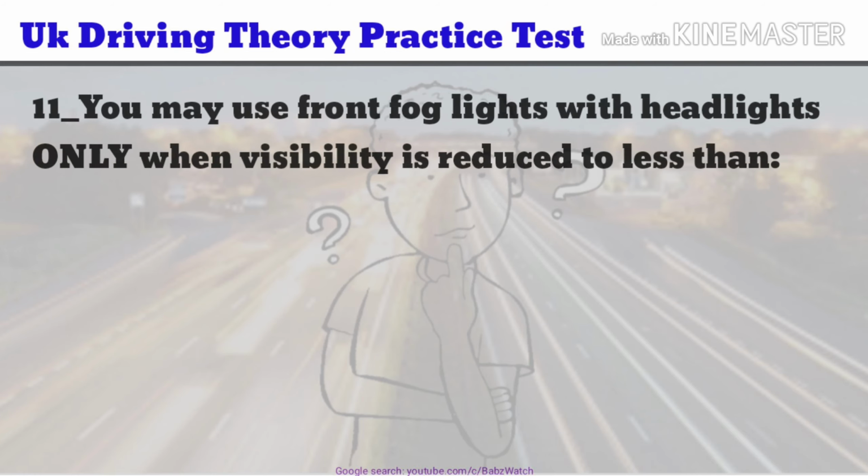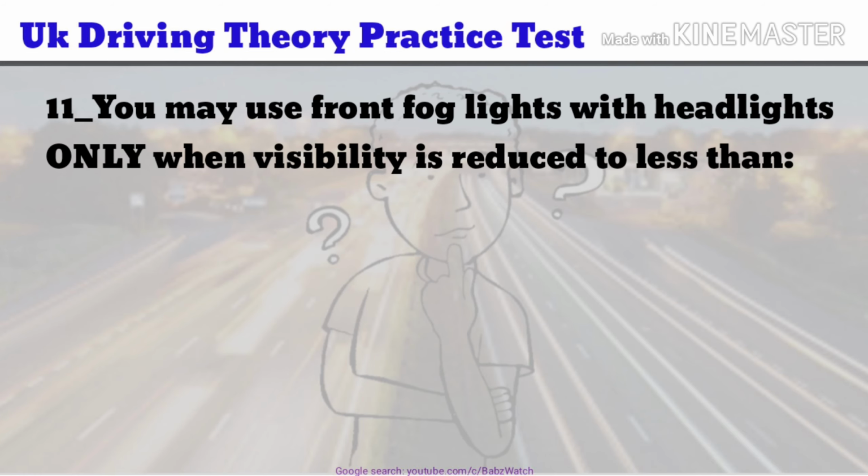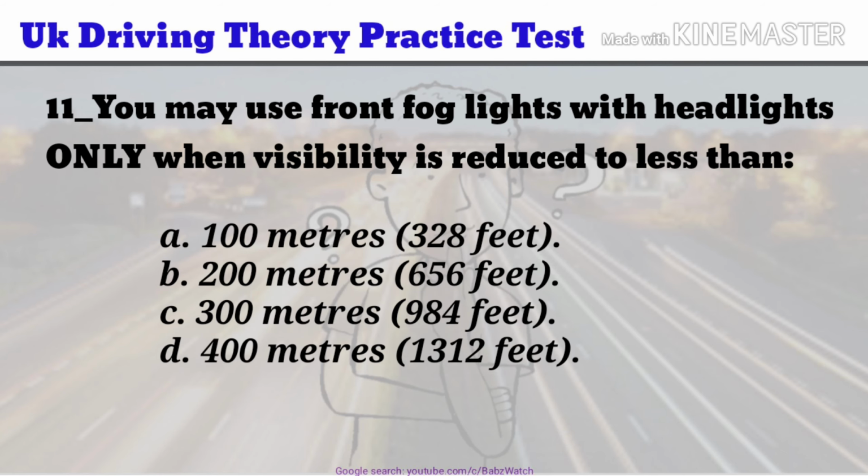UK driving theory practice test question 11 of 50. You may use front fog lights with headlights only when visibility is reduced to less than A. 100 meters, 328 feet. B. 200 meters, 656 feet. C. 300 meters, 984 feet. D. 400 meters, 1,312 feet. The correct answer is A.